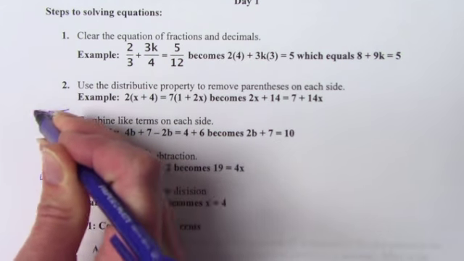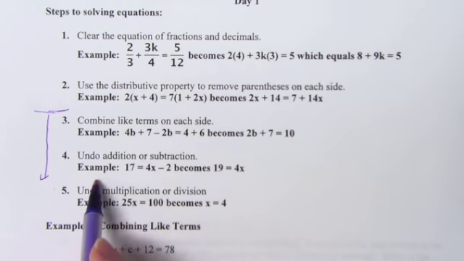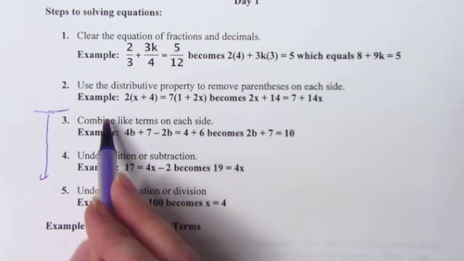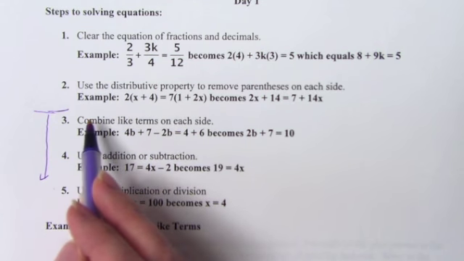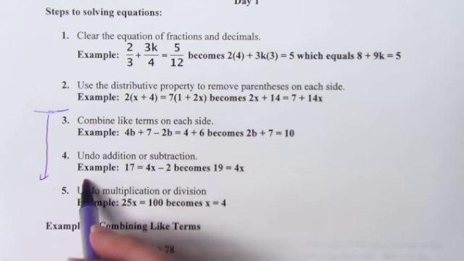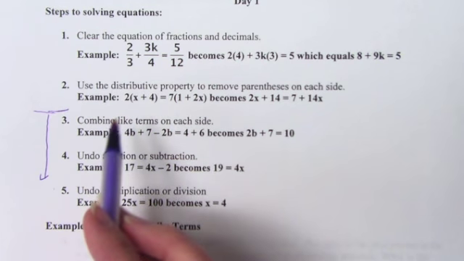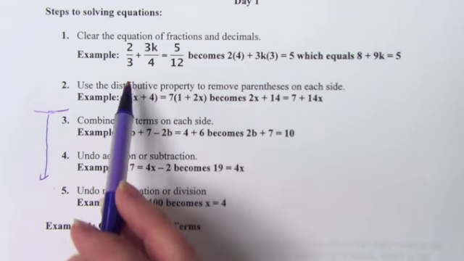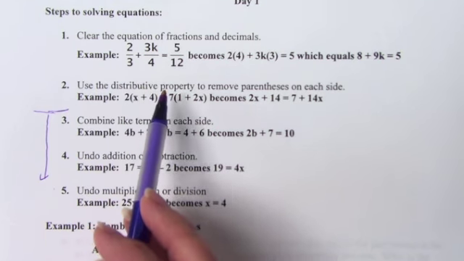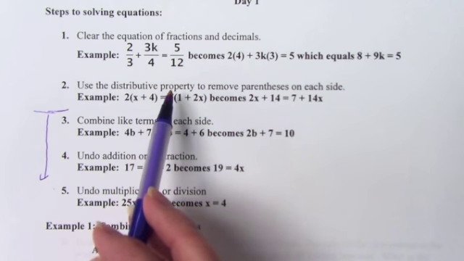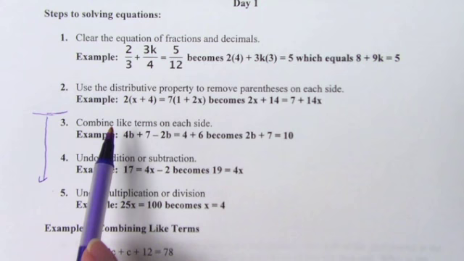So we're just kind of slowly building. Step 4 and 5, those are just two-step. When we start with step 3, these are multi-step equations. So for right now, we're just going to do ones where we have to start at step 3 to 5. On the next video, I will show you how to do steps 1 and 2, which are clearing fractions and decimals and using the distributive property to solve equations. So we will start with combining like terms.